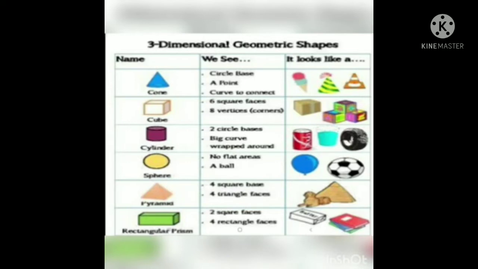Pyramid: the Egyptian pyramid is an example of the pyramid structure. Now the rectangular prism is very familiar from bricks, then your geometry box or your pencil box, then your textbooks, etc., which have the shape of a rectangular prism. The other name is cuboid, rectangular prism.